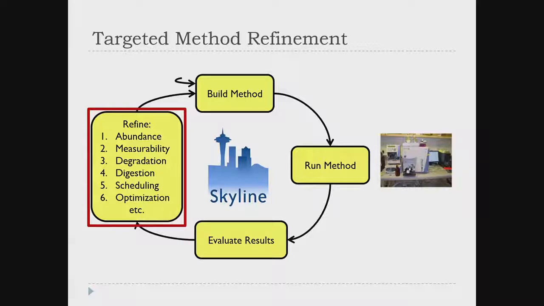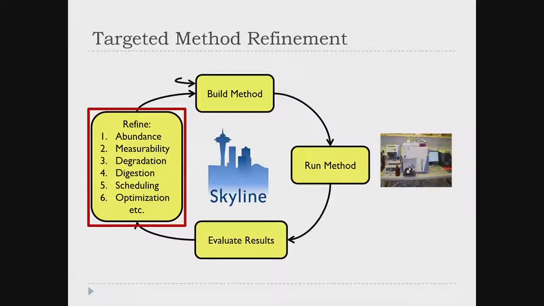So you might be doing a pre-experiment to understand the abundance and measurability, so that you're only measuring the highly abundant measurable peptides for a protein. You don't necessarily need to measure 20 peptides for a protein to quantify it. We look a lot at degradation. We do a specific experiment where we run a sample once and then run it 72 hours later and look at what peptides are degrading.